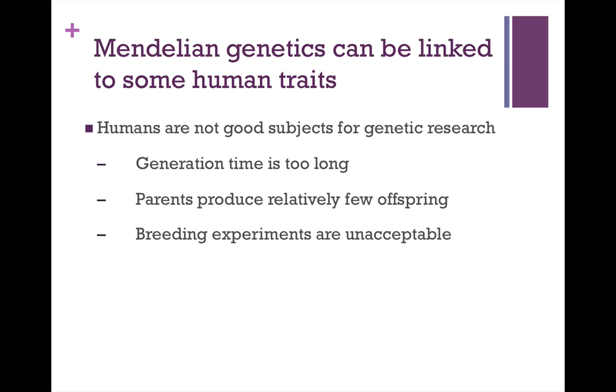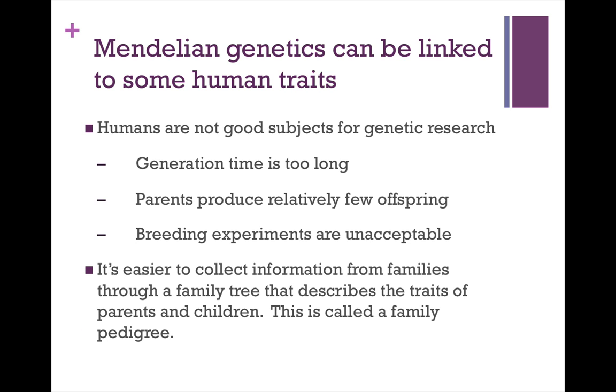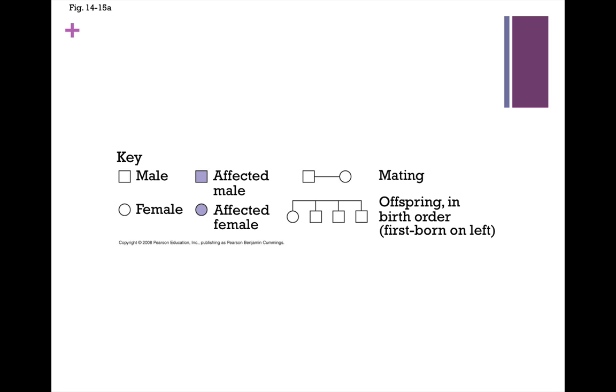Breeding experiments are unacceptable. This just kind of makes sense. If someone asks, hey, could we do a breeding experiment and you're going to play a part in it? Most people are going to say, no. So that is going to lead to different ways that we have to study human traits for those Mendelian genetics. And that is through what we call a family tree, or as we know it, a pedigree.